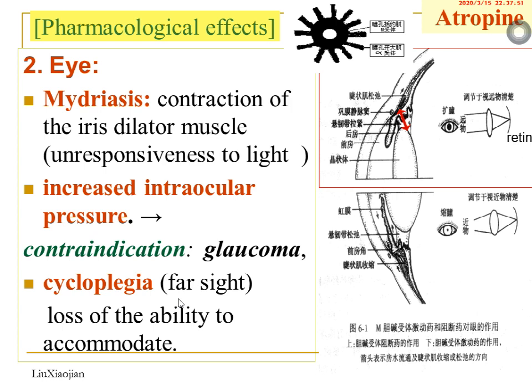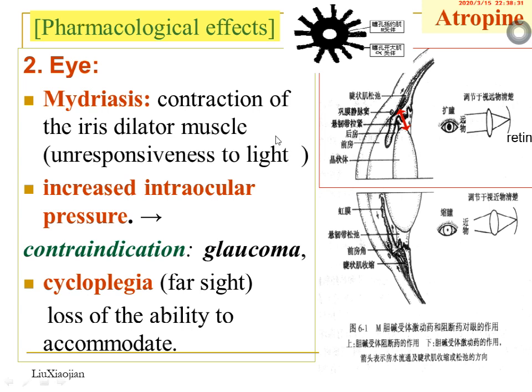So, atropine is an M receptor antagonist. So its effect on the eyes is just the opposite of pilocarpine. It also includes 3 responses: mydriasis, where the pupil size becomes larger, increased intraocular pressure, and cycloplegia. Because the M receptor in the iris sphincter is blocked by atropine.